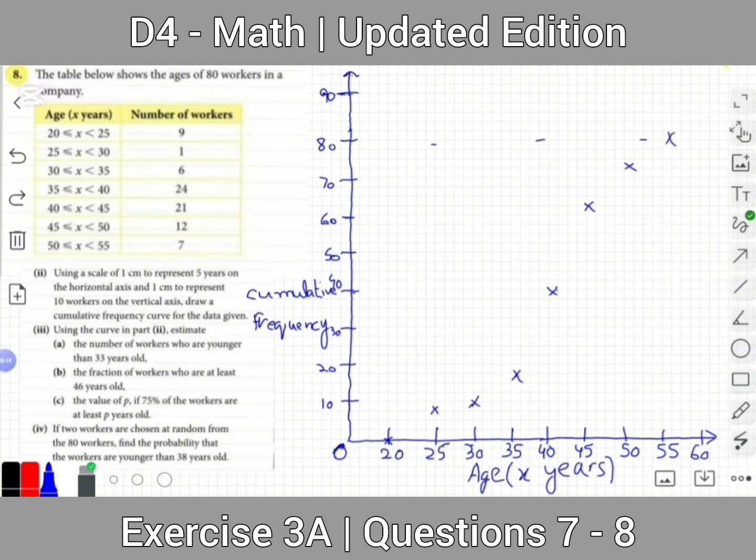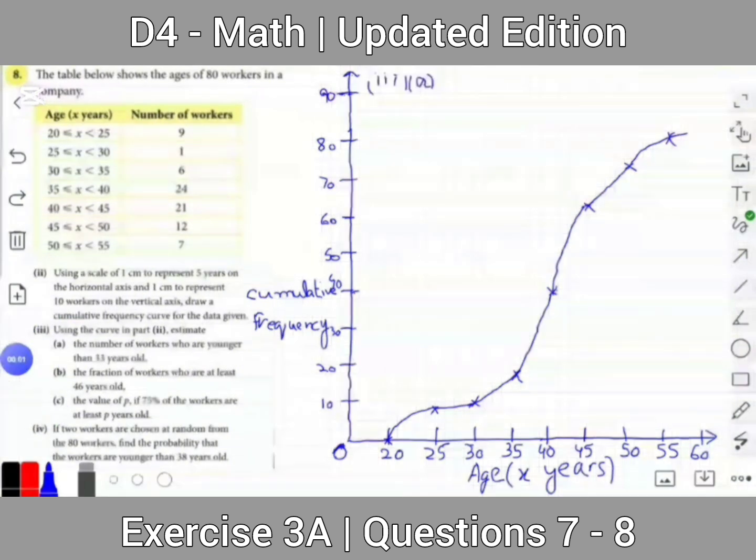Now we will connect these crosses with a smooth curve. So this is the cumulative frequency curve.